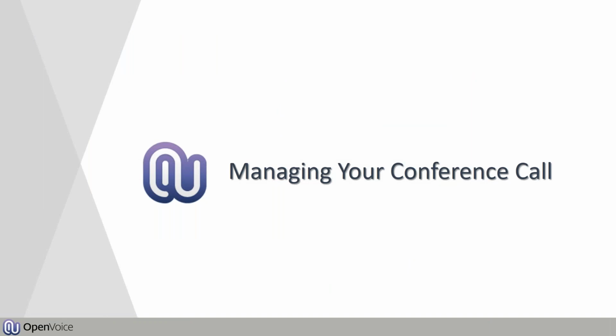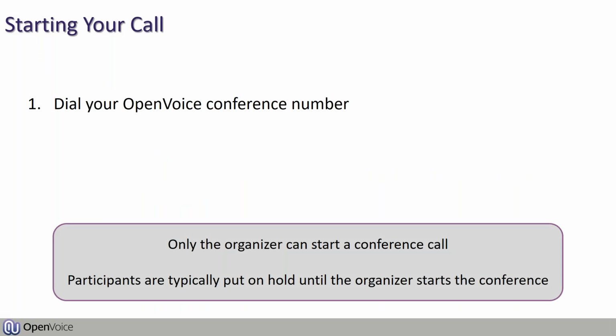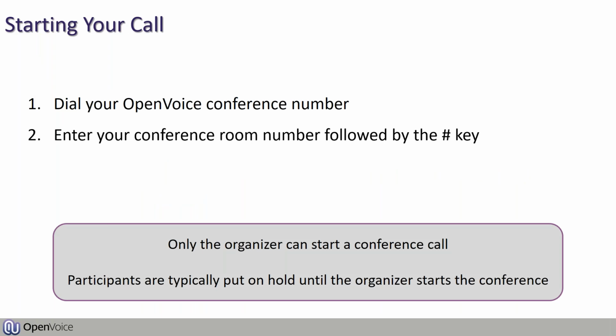So now that we've reviewed the different options for scheduling calls, let's discuss how to actually start a call and how to manage your conference calls using the in-session controls and features. Starting a call is really easy. You're just going to simply dial the OpenVoice phone number for your country. Then you're going to dial the conference room number followed by the pound sign.